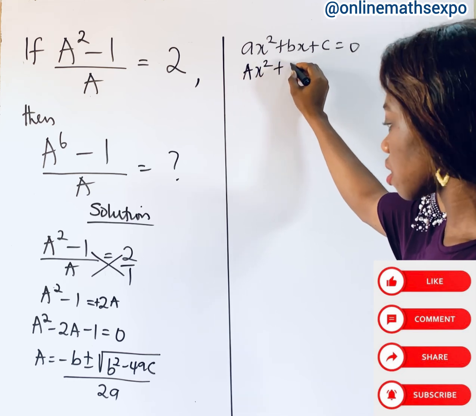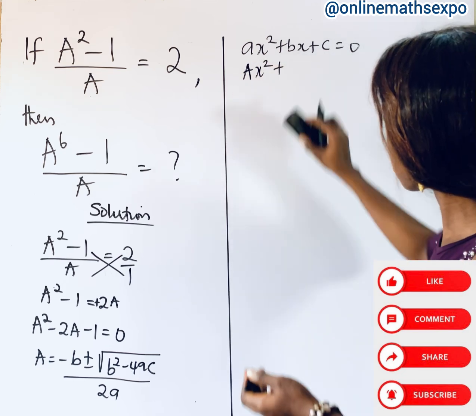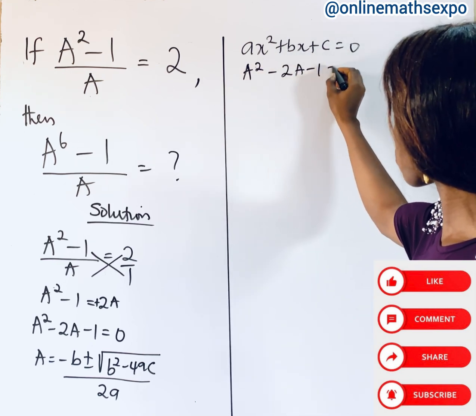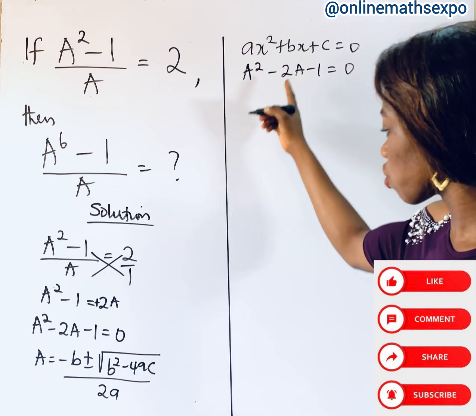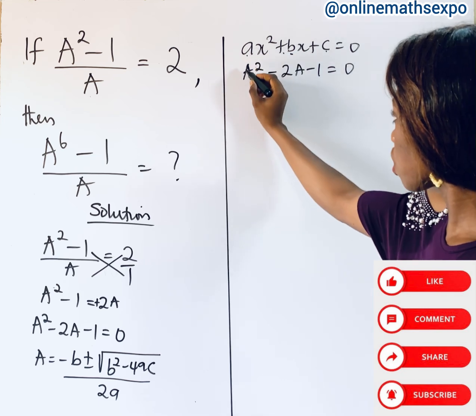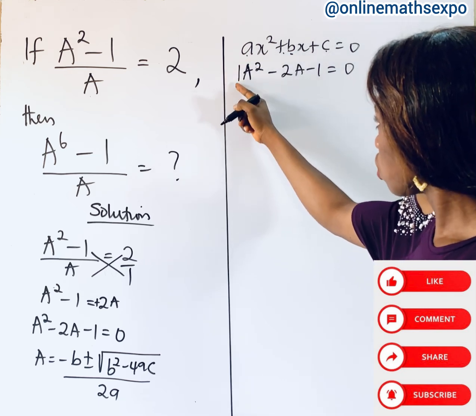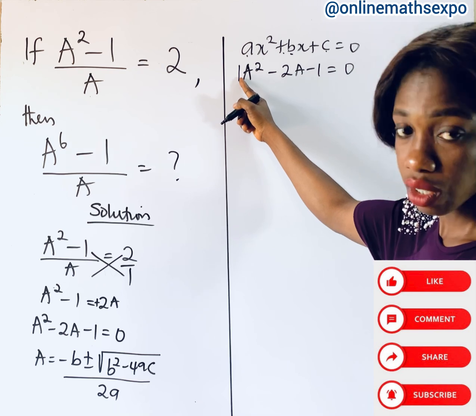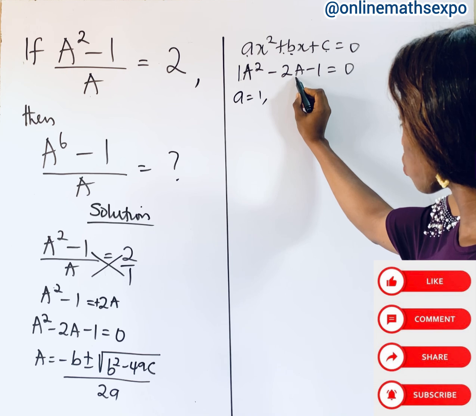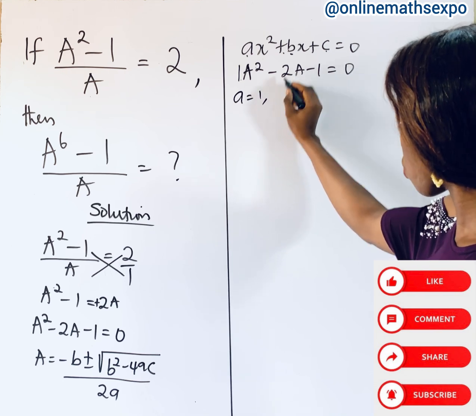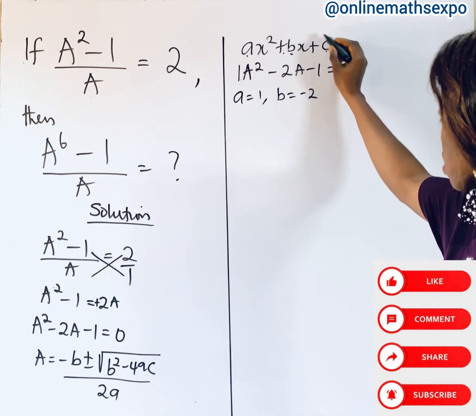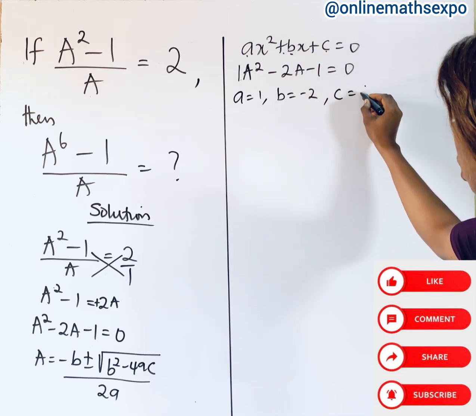We have a squared minus 2a minus 1 equal to 0. So you know what to put in the formula are these values. You see the coefficient of a squared here is 1. So it means that our a is 1. Then the coefficient of x is b. This is negative 2, so we are going to say that our b is negative 2. Now this one, our c is the constant. So our c will give us negative 1.